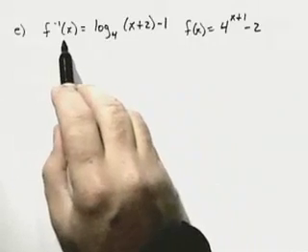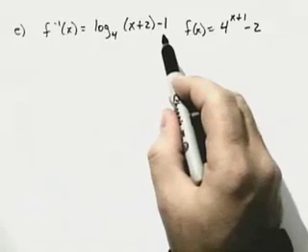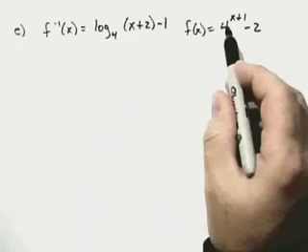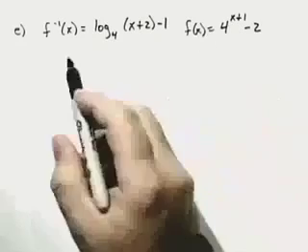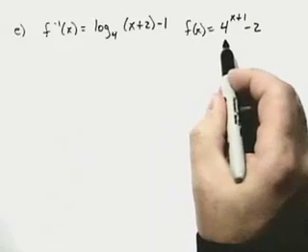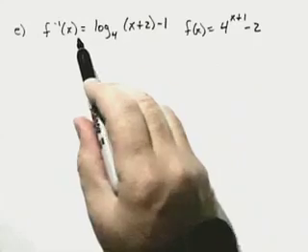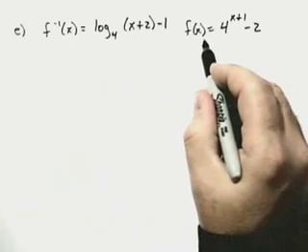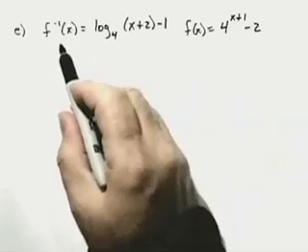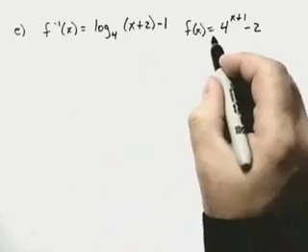We found that the inverse function, f inverse of x, was log base 4 of x plus 2 minus 1. Recall that our original function was the exponential function f of x equals 4 to the x plus 1 minus 2. We want to use the inverse function to determine the range of our function f. We'll do this by recalling that the domain of our inverse function is equivalent to the range of the function, and vice versa. The domain of our function is equal to the range of the inverse. So if we can find the domain of our inverse function, that will allow us to determine the range of our original function.